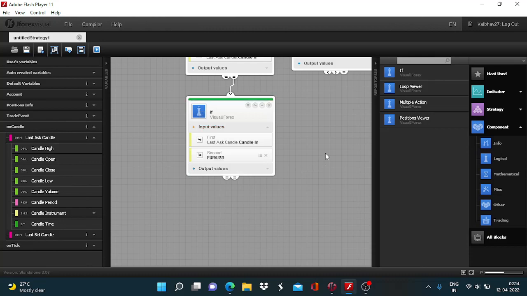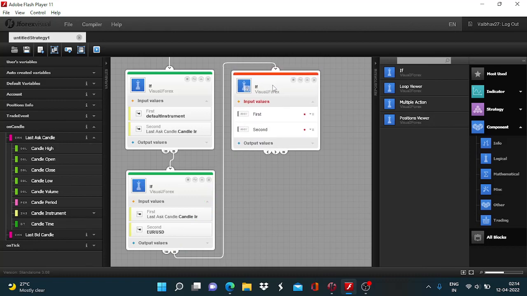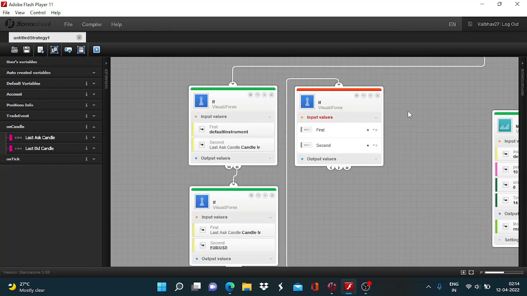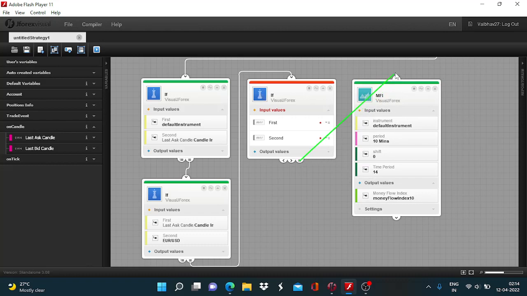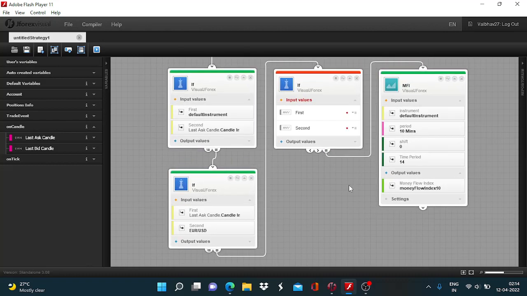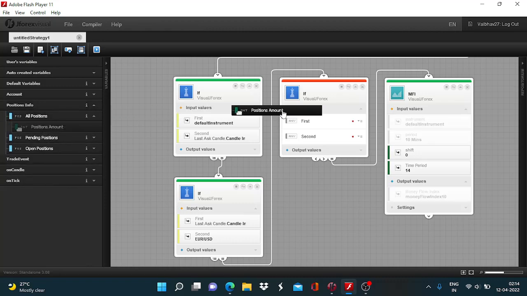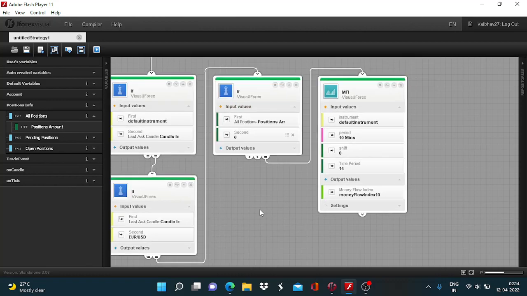So here it is. Afterwards, the position amount needs to be defined 0 to make sure there is no existing open or pending position on the account to avoid doubling down of any existing position. This is going to be 0.